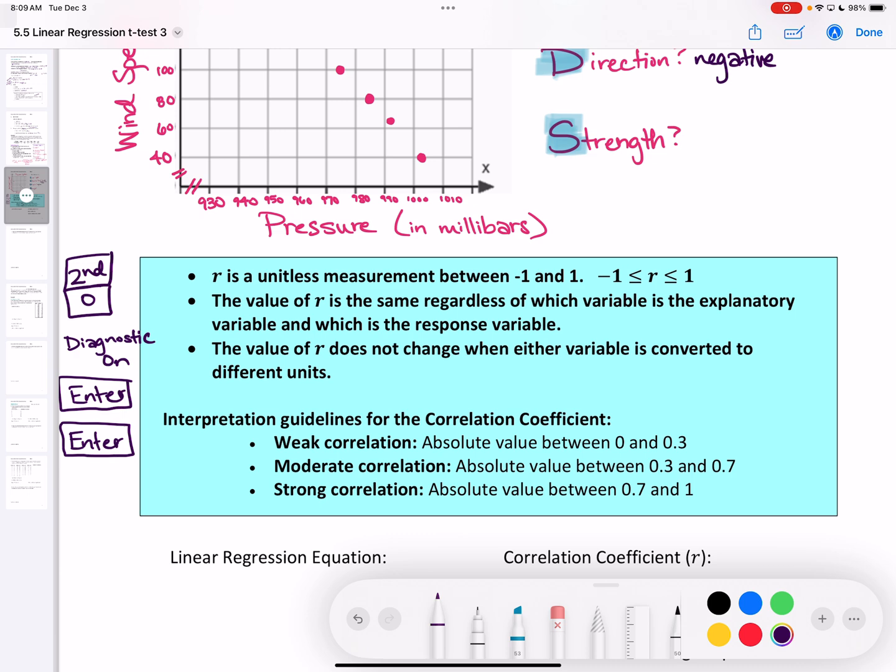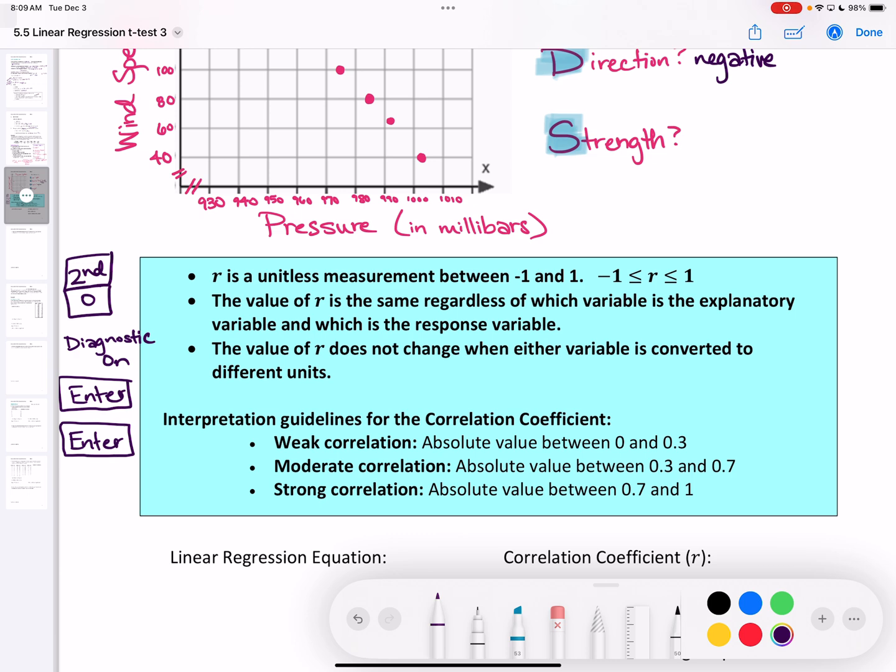The value of R is the same regardless of which variable is your explanatory variable and which is the response. So if you accidentally put the Y's as your X's or vice versa, you'll still get the same R value because it's measuring the relationship between your X's and Y's. So even if you flip them, you'll get the same value, okay?